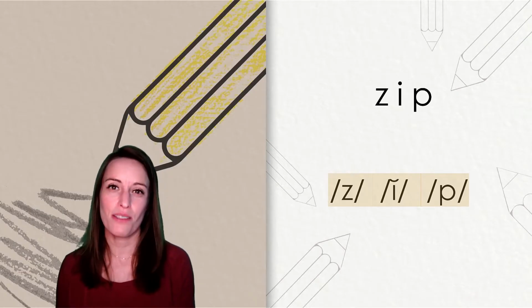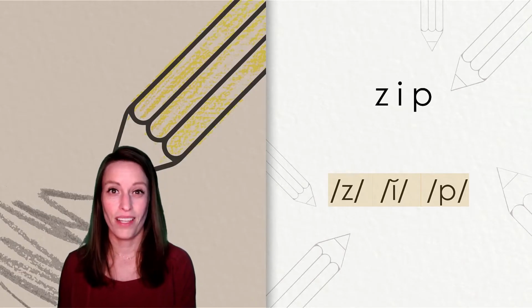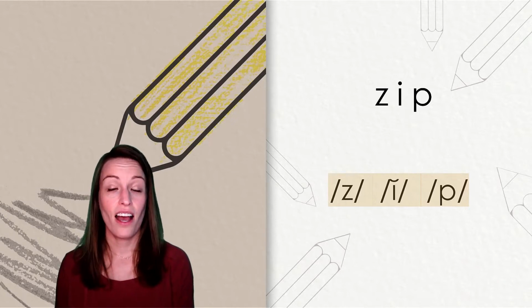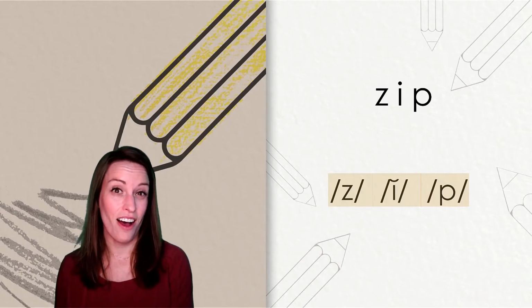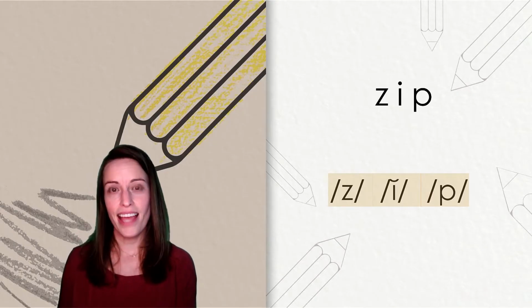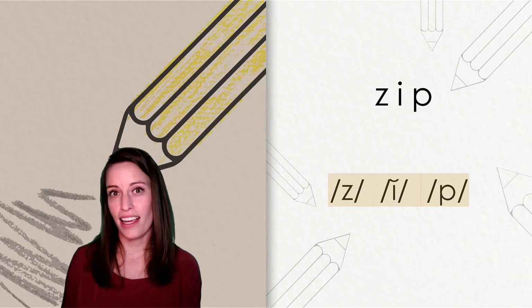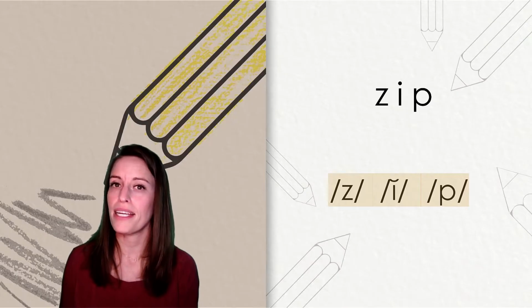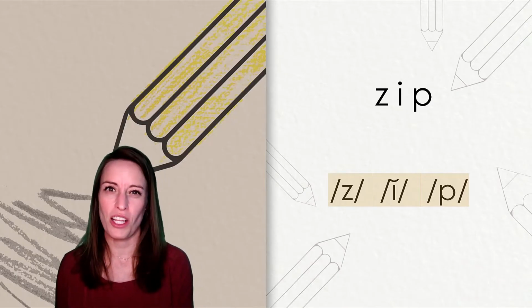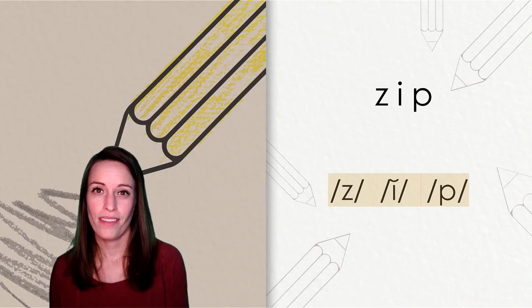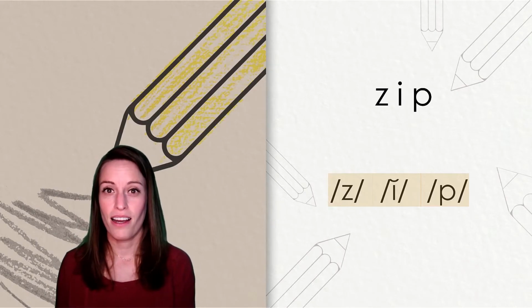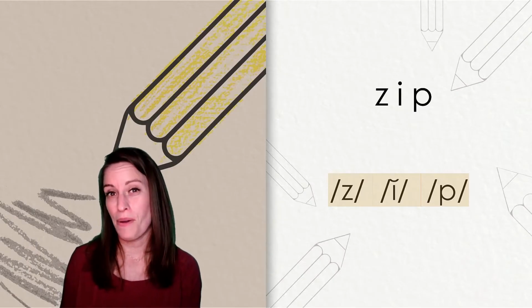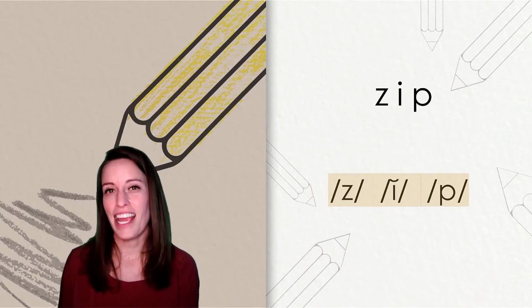Now, let's write this word on your piece of paper. Start with the letter z. Across, slant in, and across on the bottom line. And then a lowercase i. The letter i here says i. It's a short vowel sound because zip is a closed syllable word. And finally, you can write the lowercase p. Starting at the middle line, pull down, jump up, and around.